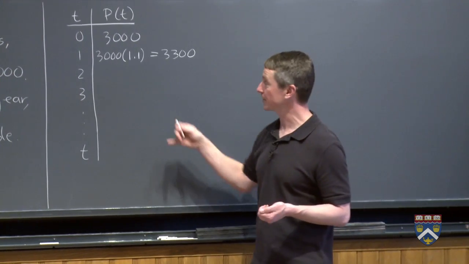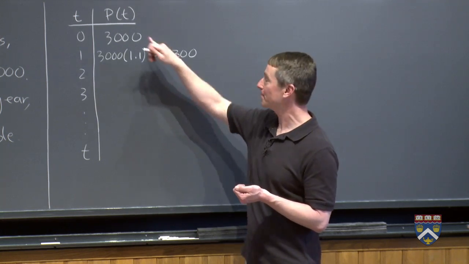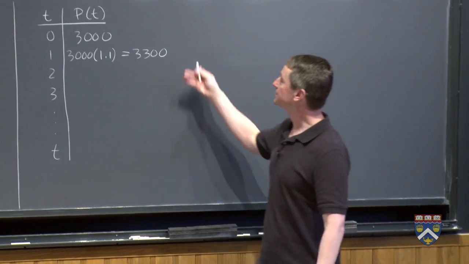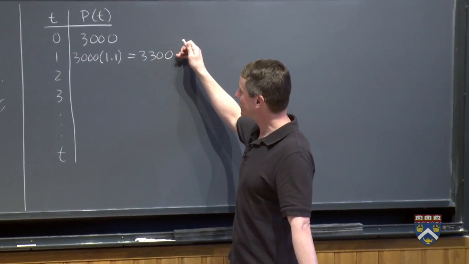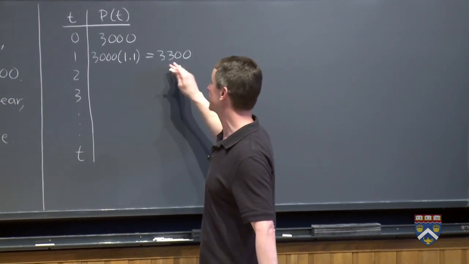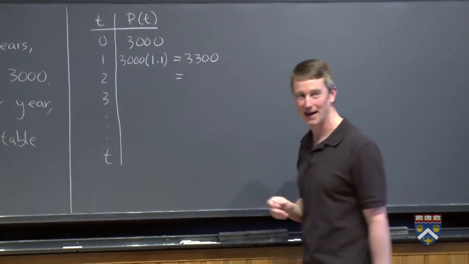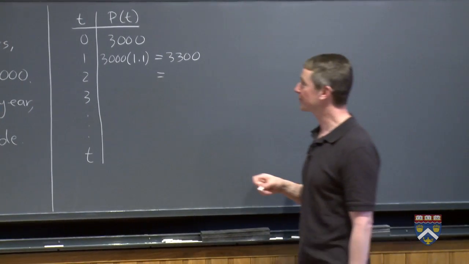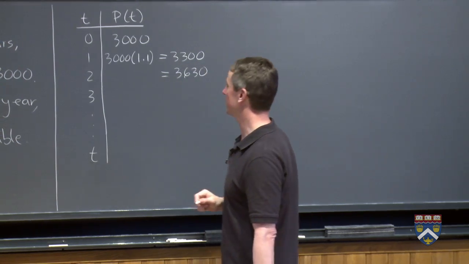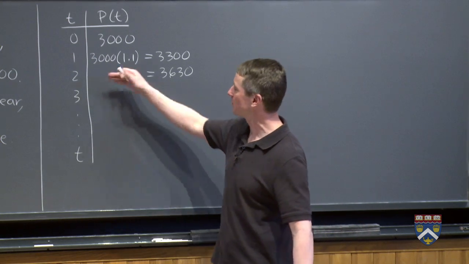Now, if this were a linear function, we know that after 2 years, we would have 3,600 people because we go up by the same amount every time. But in fact, this is an exponential function. So now we're supposed to add 10% of this much. So 10% of 3,300 is 330. So we're going to take the 3,300 that we already had and add 330 to it. And now we'll get 3,630.